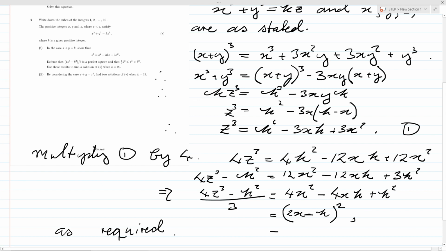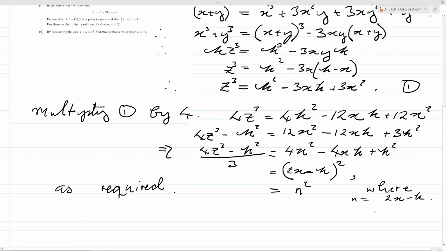I mean, you might want to write this as n squared, where n is equal to 2x minus k. And of course, because they're all integers, this will be an integer, so it's a perfect square. Right, now we have to show that a quarter k squared is less than or equal to z cubed.